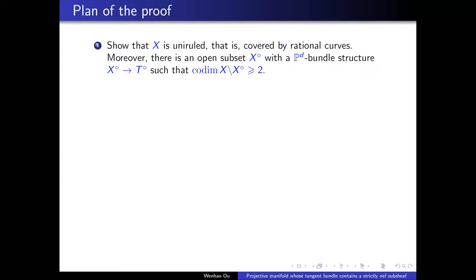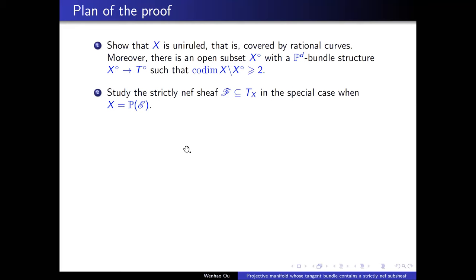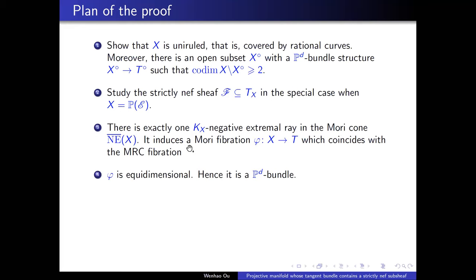In the remainder, I would like to explain the idea of the proof. The proof consists of four major steps. The first thing you need to prove is that X is uniruled. Recall that in Mori's proof of Hartshorne's conjecture, he first proved that X contains a rational curve, and then he studied it via this rational curve to conclude Hartshorne's conjecture. Indeed, in algebraic geometry, to study positivity of varieties, usually the first step is to find rational curves in the variety. So the first step for us is the same: we show that X is uniruled, which means it is covered by rational curves.